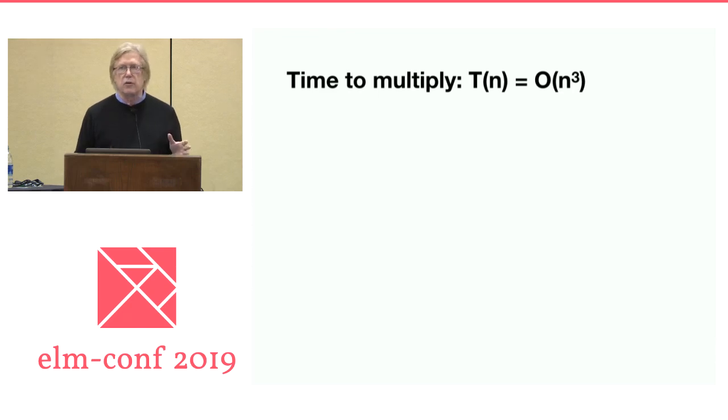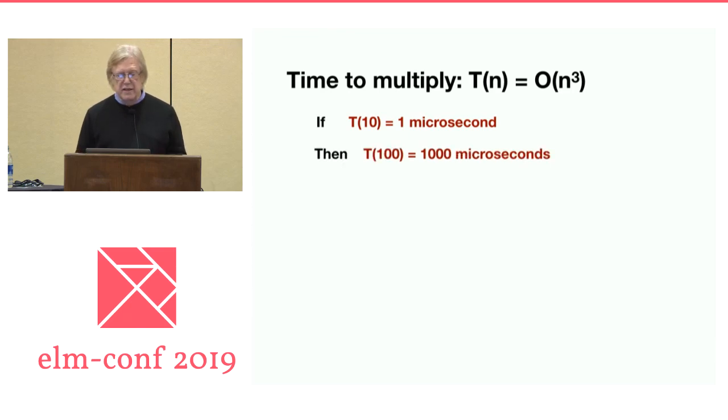Now, here's the bad news. Matrix multiplication is an O of n cubed operation. That means that if, for example, it takes a microsecond to multiply two 10 by 10 matrices, then it's going to take 1,000 microseconds to multiply two 100 by 100 matrices. So in other words, when we scale the size by a factor of 10, we scale the time by a factor of 10 cubed, or 1,000.